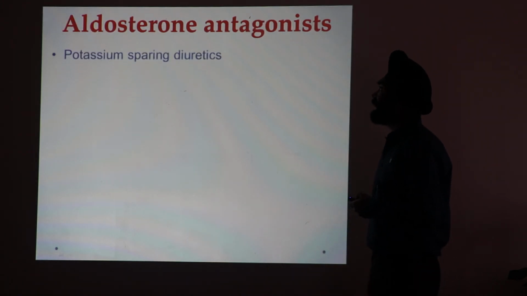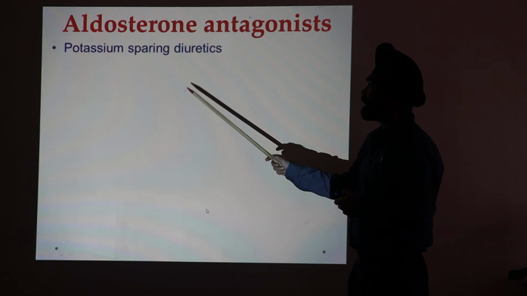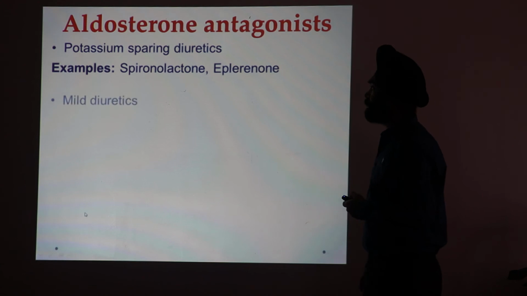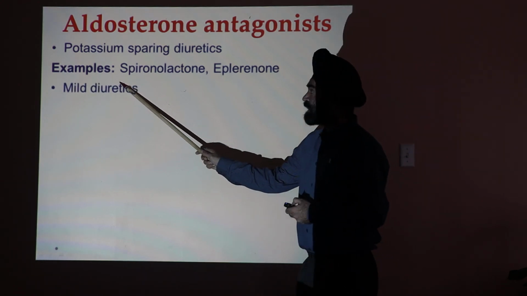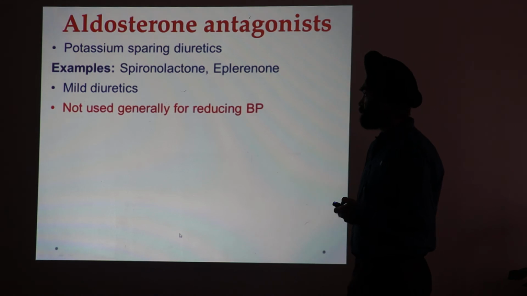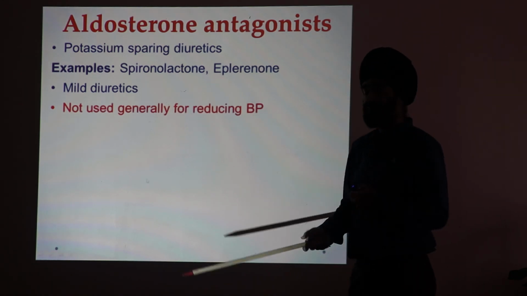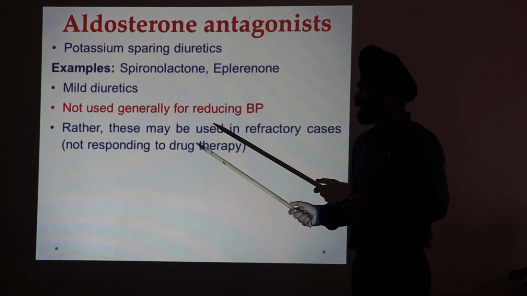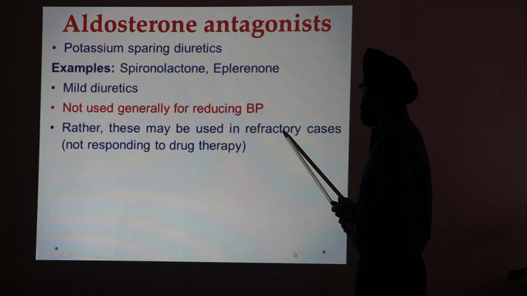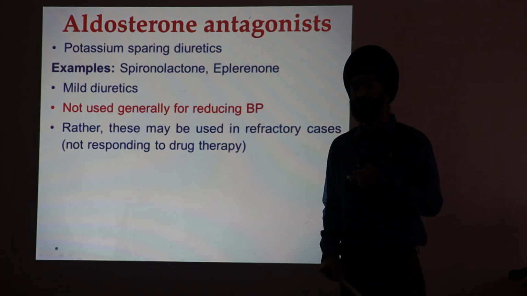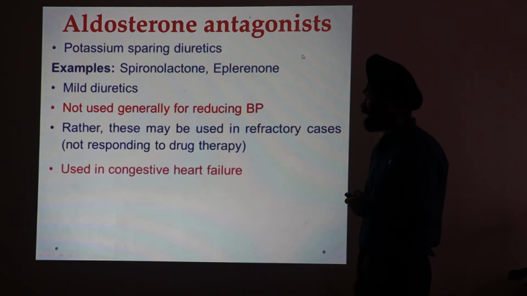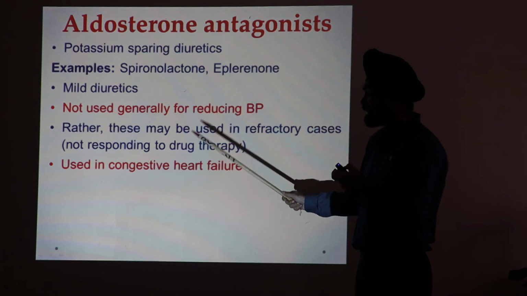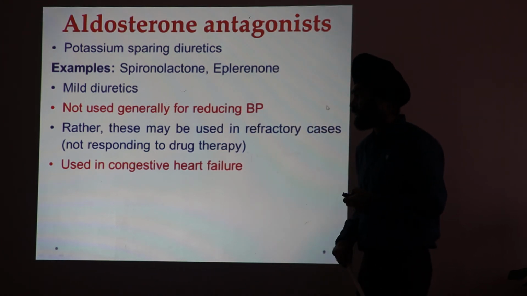Now coming down to another category, aldosterone antagonists. Now we have the potassium sparing diuretics. Examples are spironolactone, eplerenone. These again belong to the category of mild diuretics. They are generally not used, they are not preferred agents for the reduction of blood pressure. Rather they are used if the person is not responding, that is refractory cases, not responding to drug therapy, then you can add these aldosterone antagonists. And this is a very effective drug in CHF, not in blood pressure.